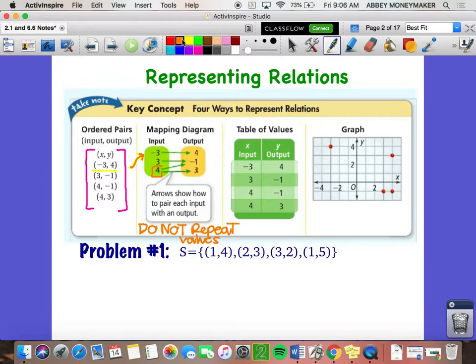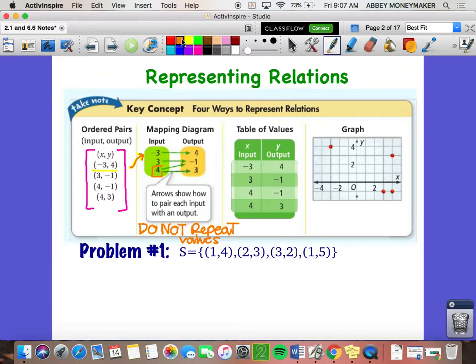Okay. Next way to look at a relation is via a table. As you can see, it looks like mapping. They have the input and the output, but here they can have values repeat because they don't have arrows. And then the last way is via a graph. So you would just take those ordered pairs and plot them on the graph. So 4 different ways: ordered pairs, mapping diagram, table of values, and a graph.